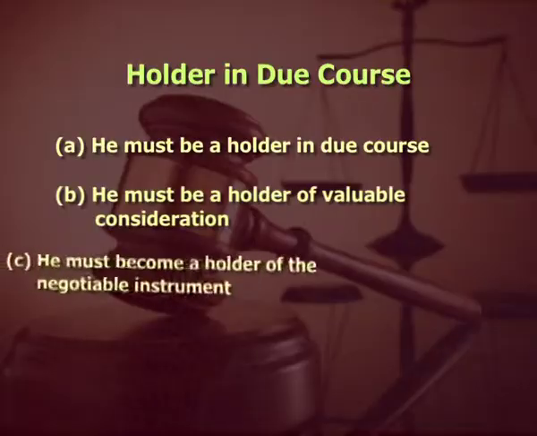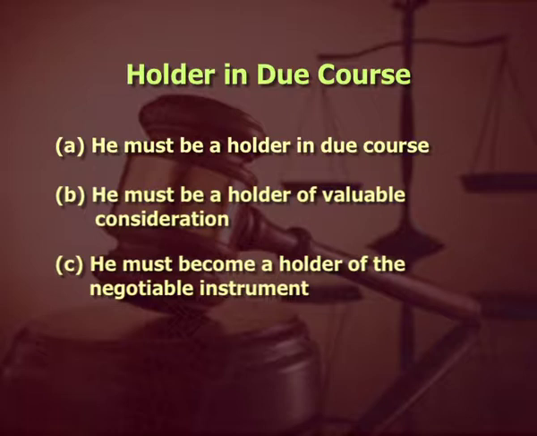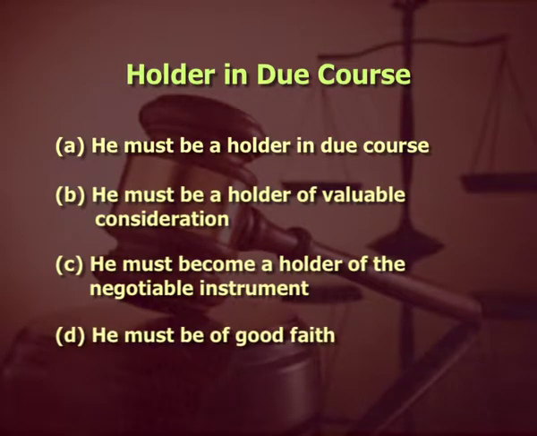Valuable considerations can include money, work, performance, assets, a promise, or abstaining from an act. C. He must become a holder of the negotiable instrument before the date of maturity. D. He must be of good faith.